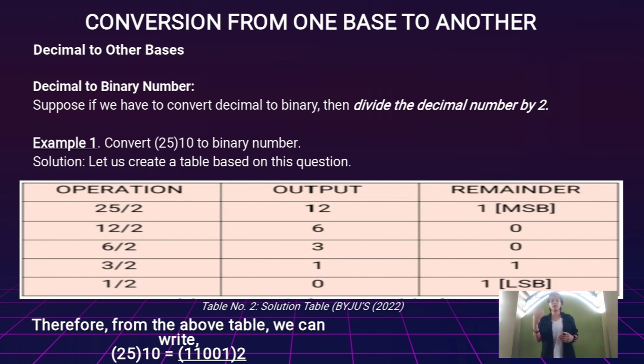Now let's divide the output of 12. 12 divided by 2 is 6 with a remainder of 0, and 6 divided by 2 is equal to 3 with a remainder of 0. And 3 divided by 2 is equal to 1 with a remainder of 1. How did we come up with the 1? It's because if we divide 3 by 2, the answer would be 1.5. Because we have a decimal, we also have a remainder of 1. So that's our remainder 1.